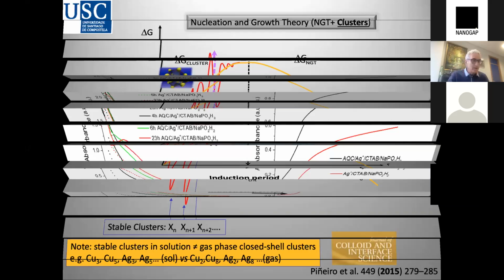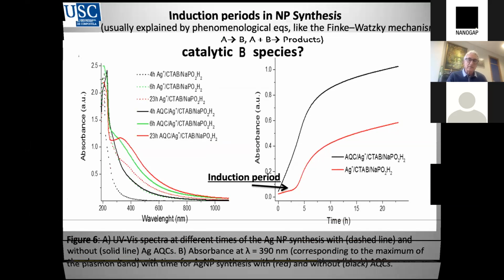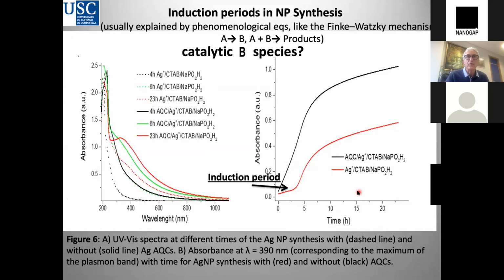So I told you that the clusters are formed before the formation of the critical nucleus. This is something that all the people working in nanomaterials know: when they try to follow, for example, the formation of the nanoparticle, they always have an induction period. So there is something at the beginning where you see almost nothing.